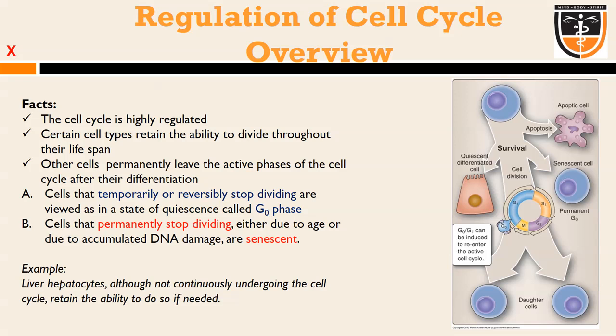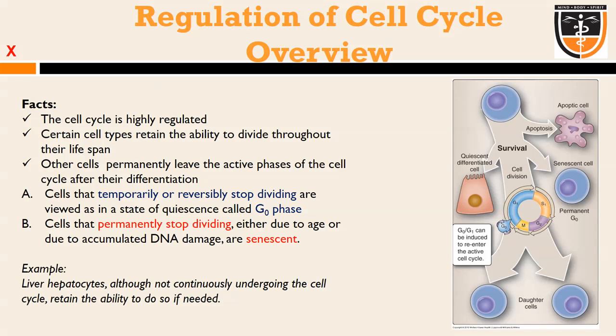Let's talk about regulation of the cell cycle. First, we have to understand that this cell cycle is highly regulated. Certain cell types retain the capability to divide throughout their lifespans, while other cells, as we mentioned, will permanently stay in the G0 phase. They will not be dividing. They will be very happy where they are, or in G1 phase, and they will divide only when they're told to.